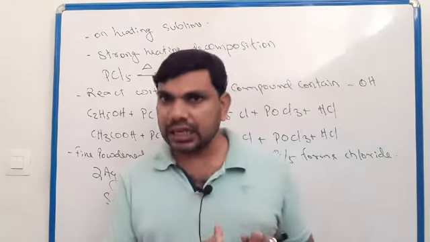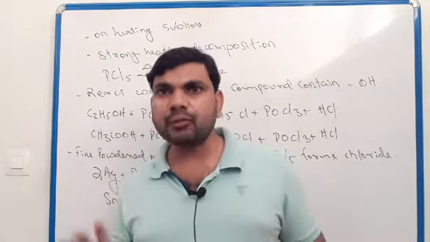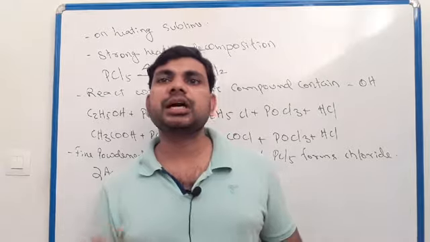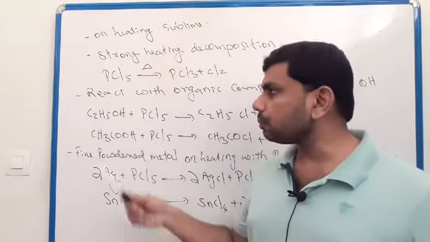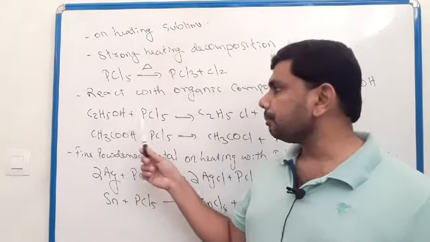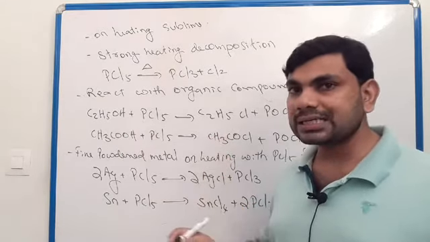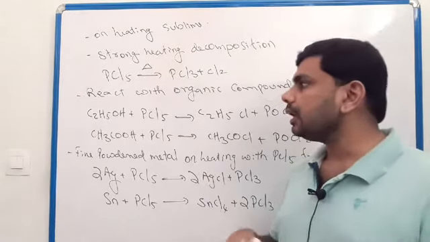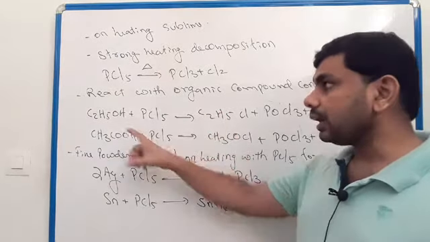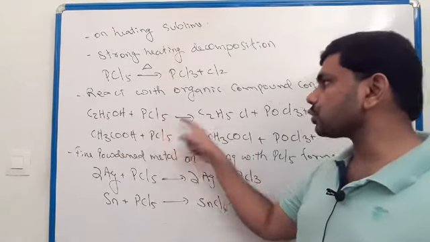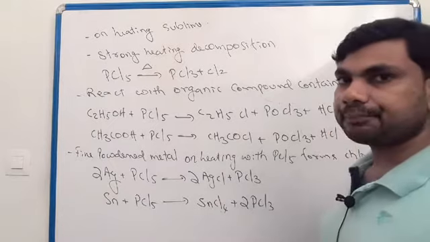We discussed that PCl3 reacts with organic compounds. In a similar way, PCl5 also reacts with organic compounds which contain the OH functional group, such as carboxylic acids and alcohols. PCl5 reacts with alcohol to form alkyl halide. As we discussed with PCl3, where alcohol reacted with PCl3 and alkyl halide formed, similarly alcohol reacted with PCl5 also forms alkyl halide, with side products POCl3 and HCl.